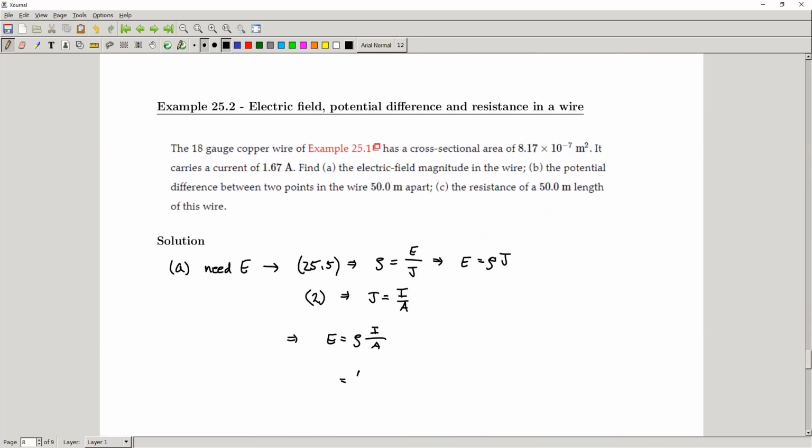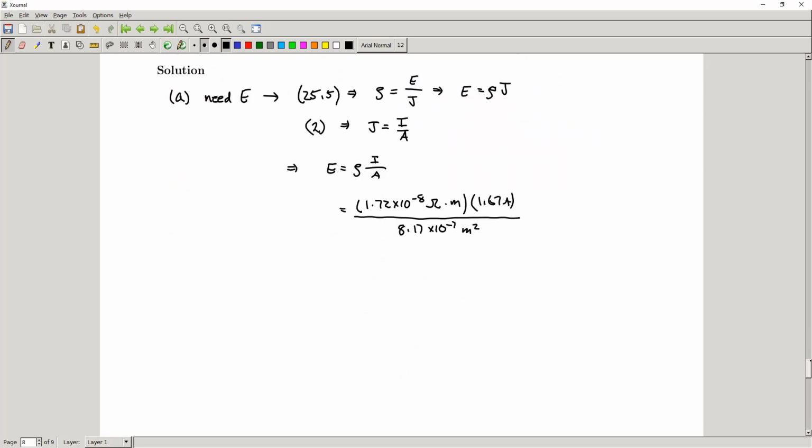And so for rho, we have 1.72 times 10 to the negative 8 ohm meters. I'll write down the units for now. We're given our current, which is 1.67 amps, and this is all over our cross-sectional area, which we're also given, 8.17 times 10 to the minus 7 meters squared. If you do that calculation, you will find that this gives you 0.0352 volts per meter.